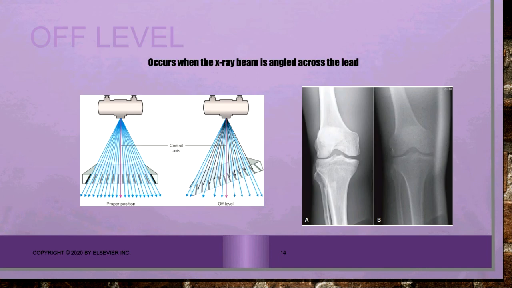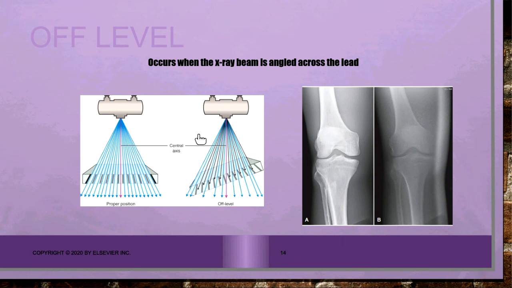An off-level grid error basically is when the X-ray beam is angled across the lead lines. So when your grid is not level, your lead strip is not level, and your central ray and your photons are not perpendicular to your IR, that is what happens.